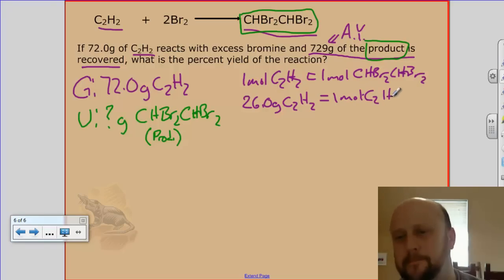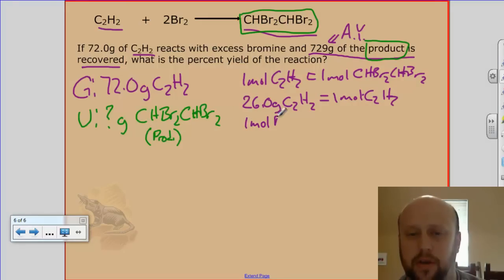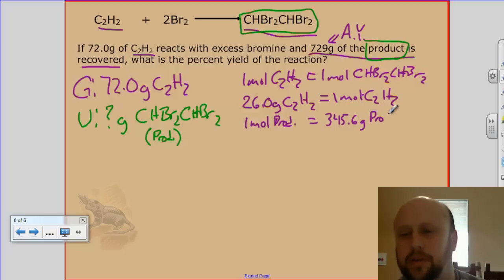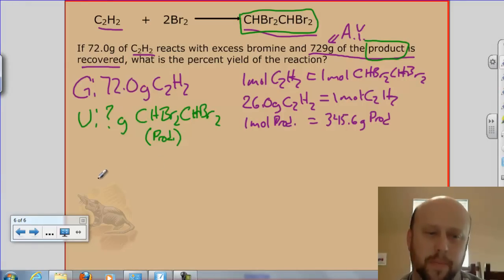Okay. My molar mass of this big honking thing that we're going to call the product. Okay, and in fact, I think I'm just going to call it that. 1 mole of the product is equal to, in this case, 345.6 grams of product, or CHBr2, all right? And once I've got all three things, then I know that I can go from grams to grams. That's what all of my stoichiometric problems are.